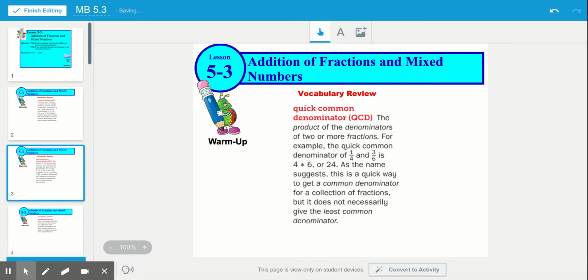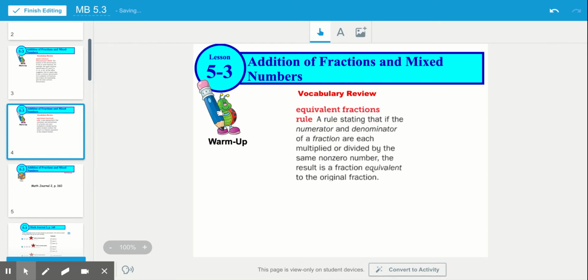Remember from lesson 2, our quick common denominator, or QCD, is the product of the denominators for two or more fractions. For example, the quick common denominator for 1/4 and 3/6 would be 4 times 6, because the denominator is 4 and the denominator is 6, and we get the common denominator of 24, or the QCD 24. As the name suggests, this is just a quick way to find a common denominator. It's not always the least common denominator.